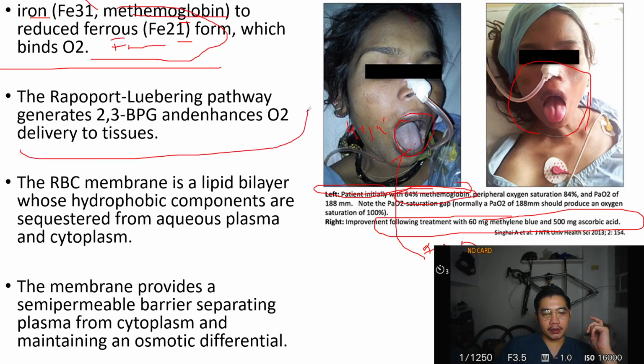So the Rapoport-Luebering shunt generates 2,3-BPG and enhances O2 delivery to the tissues. So that's the purpose of your Rapoport-Luebering shunt.